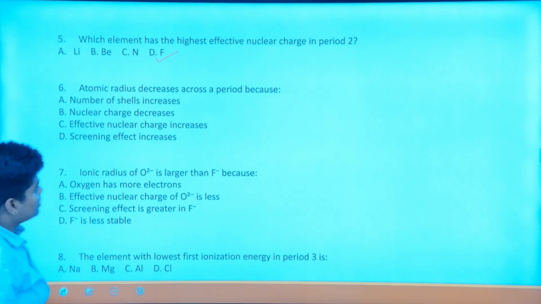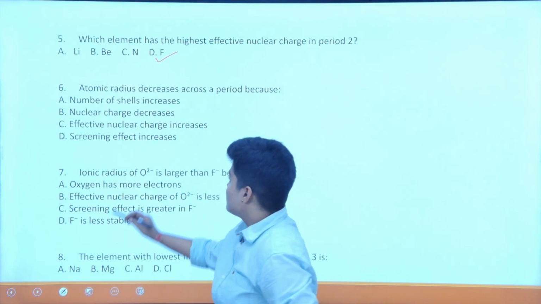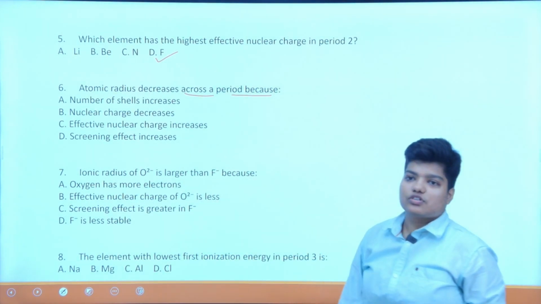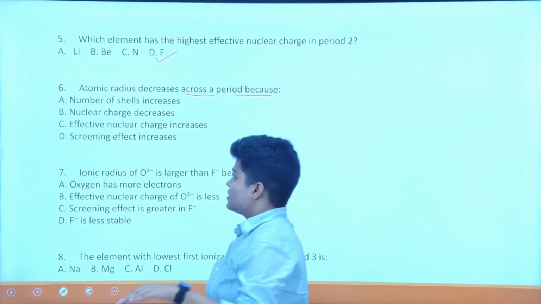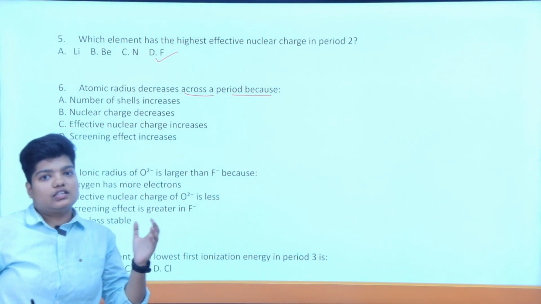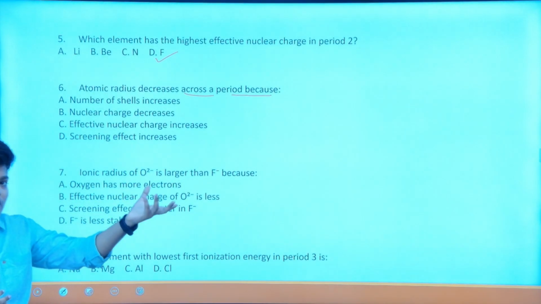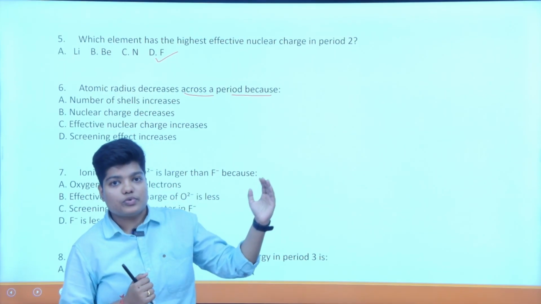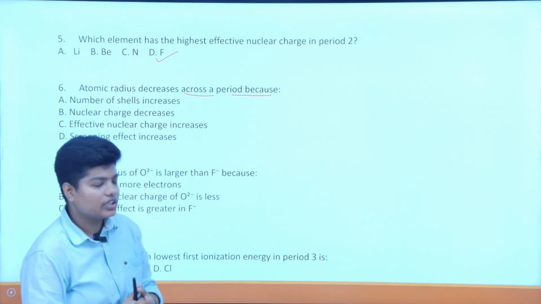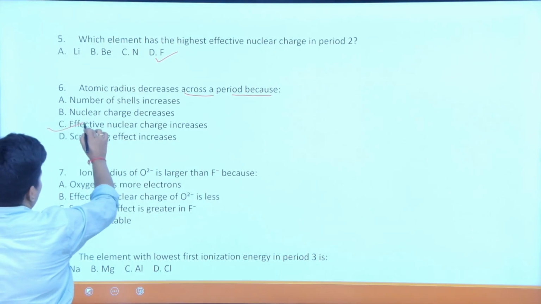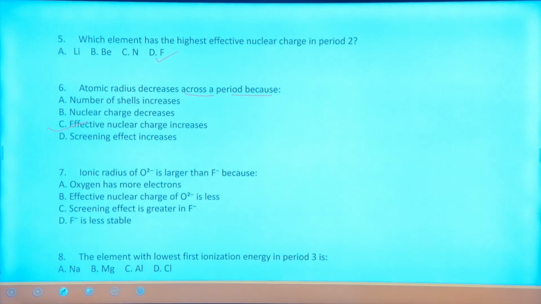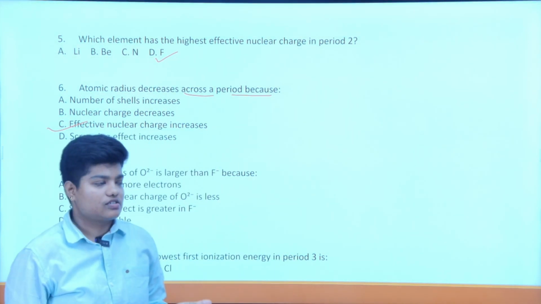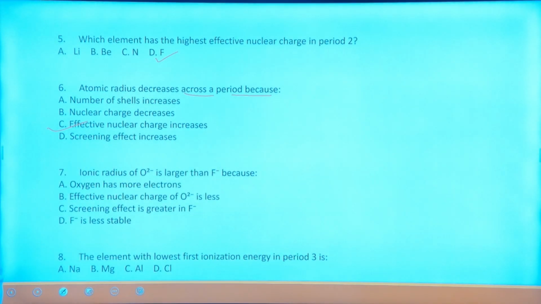Then, atomic radius decreases across a period. Reason: why does atomic radius decrease across a period? Same concept, effective nuclear charge. If the effective nuclear charge increases, the attraction of the nucleus on the valence electron increases. If the attraction increases, the atoms shrink towards the nucleus, so the radius automatically decreases. So the reason is that effective nuclear charge increases. Simple concept. This type of question is also useful from a competitive exam point of view, and also for quick revision for BTech chemistry.